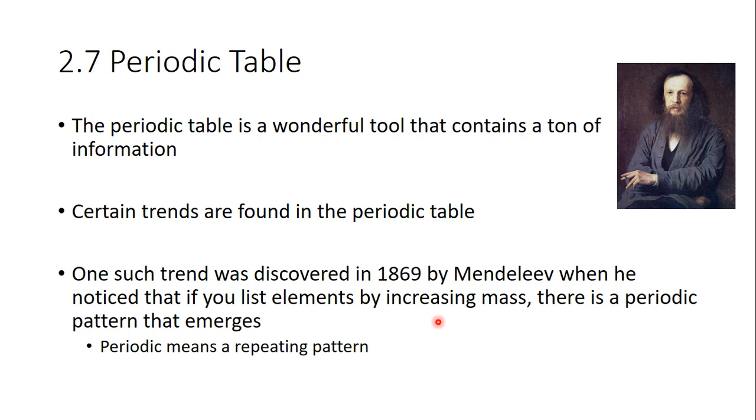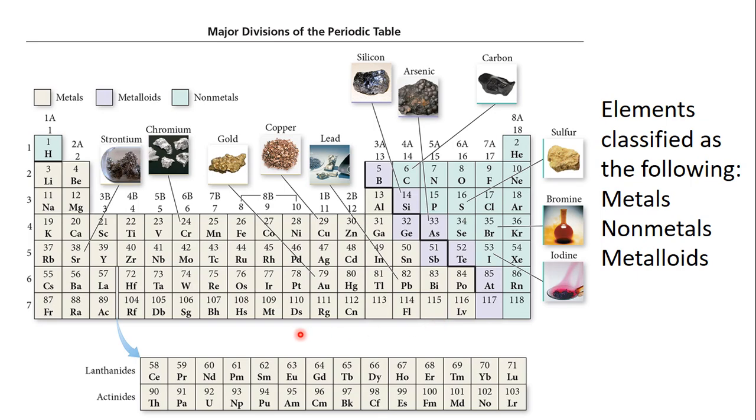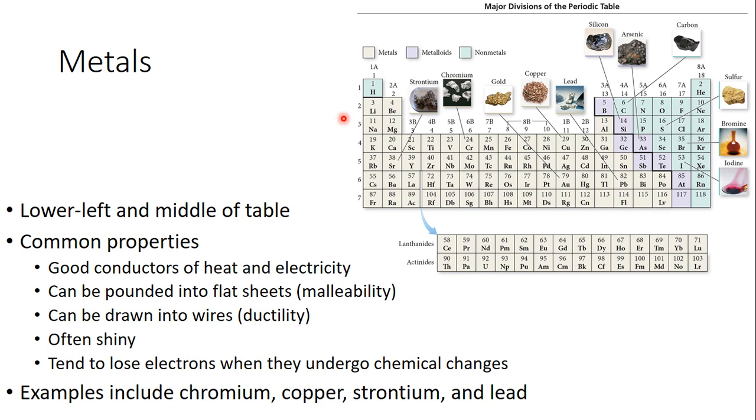So let's take a look at the periodic table. This is the periodic table as we know it today. There are really three types of elements that we're going to look at: metals, nonmetals, and metalloids. First, starting with the metals. The metals are found on the left and the middle of the table. That is where we find our metals.